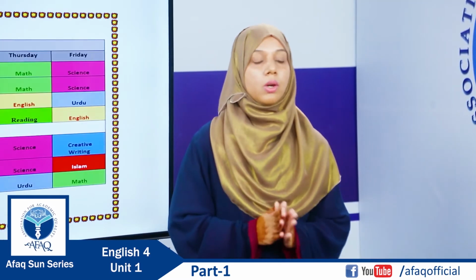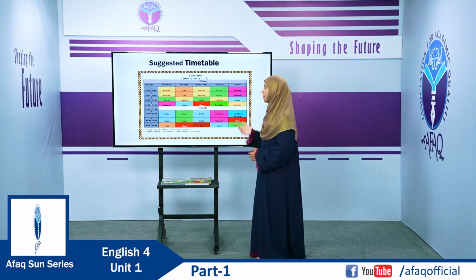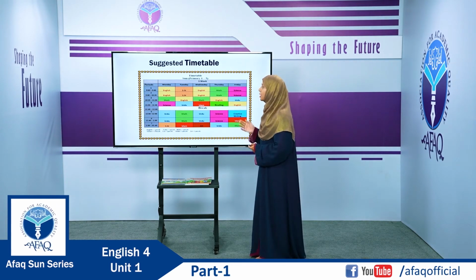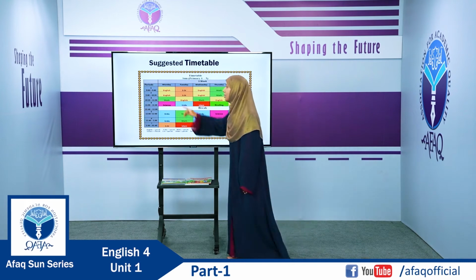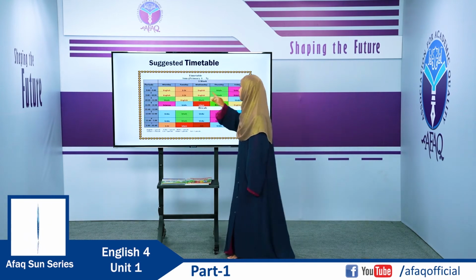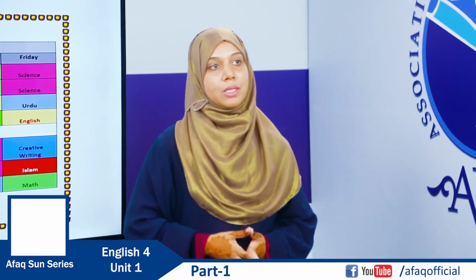That's not all. On the basis of subject weightages and academic calendar, we also provide you suggested timetables. This is a suggested timetable for primary school, and we have allocated 7 lessons or 7 periods for English subject. You can change the days in which you cover these 7 periods.